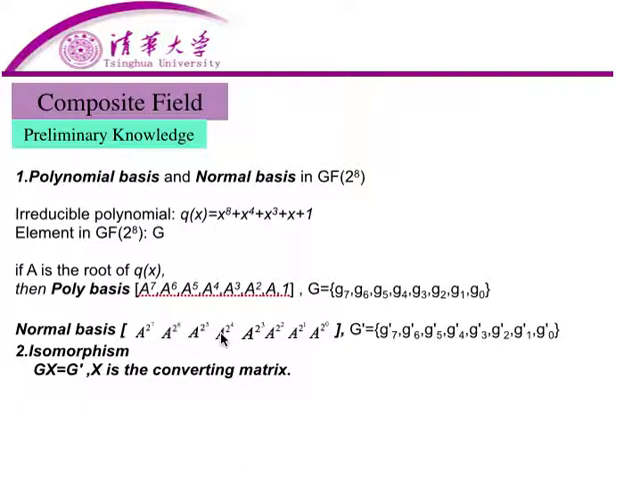The elements in this field, the field of 2 to the power of 8, can be represented either by using the polynomial basis or the normal basis. The relationship between different representations is this formula. Here X is a converting matrix. We call that F and F prime are isomorphic.